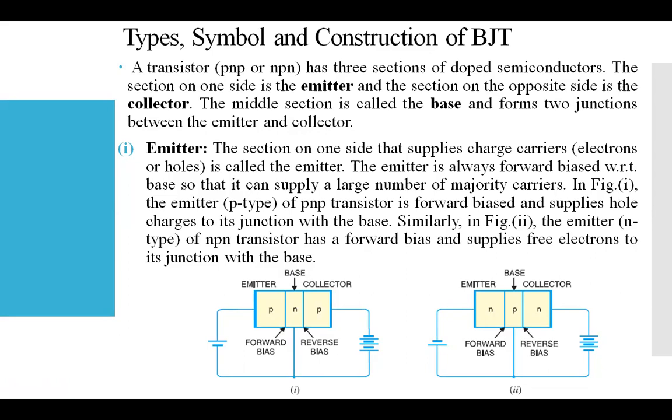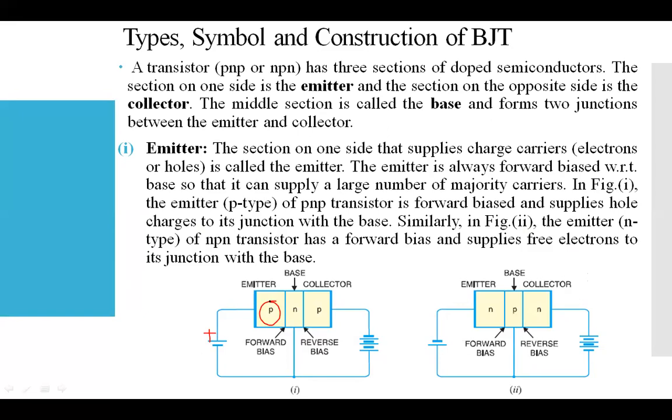In this figure, the first diagram shows the PNP transistor. The emitter of this PNP transistor is in the forward bias case, and it will supply the holes to its junction. We say this because it is connected to the positive terminal; you can see the positive terminal is connected right here. And this is P type, that is, holes. So a large number of majority carriers are supplied when we connect this P type region with the positive terminal of the battery.